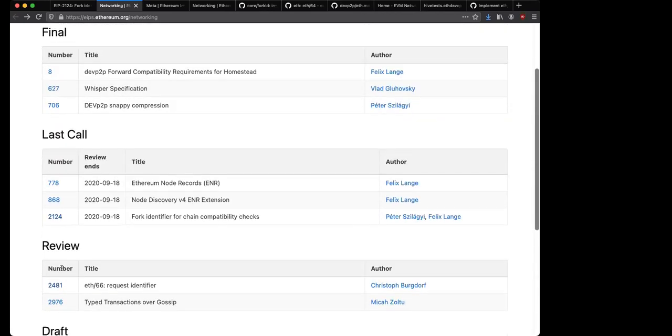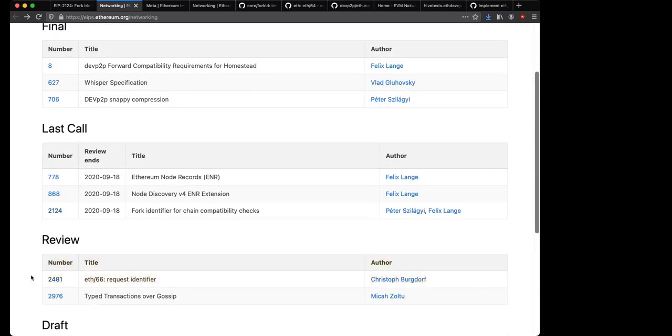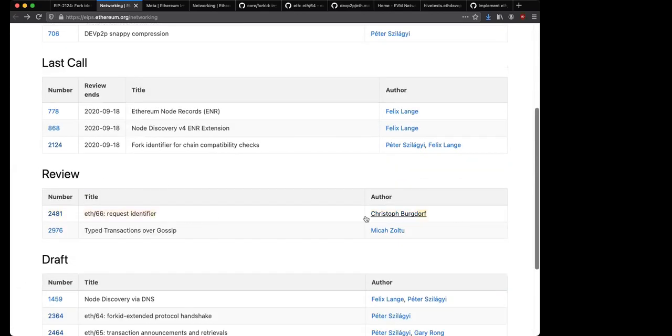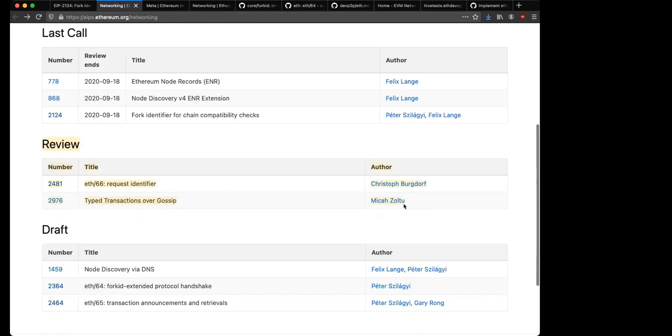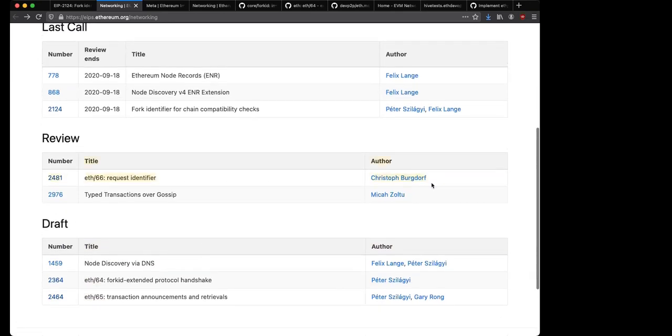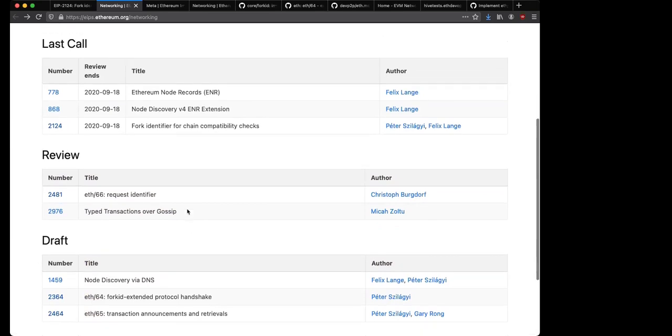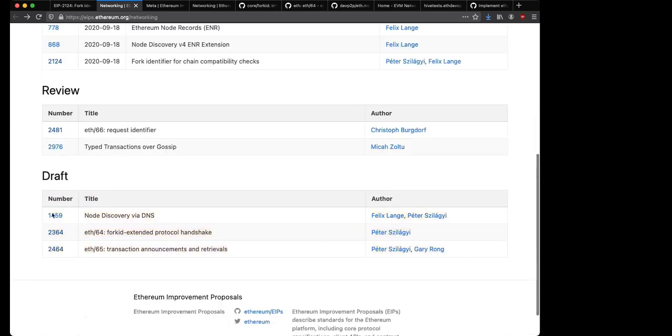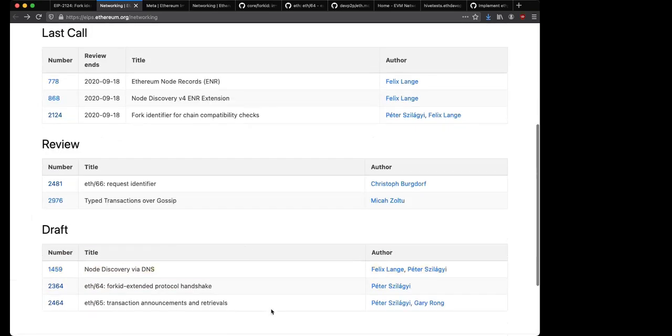And with this one, it's kind of okay that it's in review because we just implemented it, and it's very useful, but I don't think there will be any further changes to this, to be honest. But yeah, these are okay, they can be in review. They can move to last call very soon, I guess. Both of these are implemented, so they should move into last call. And then this one specifically, 1459, I don't care if it's going to be in draft forever.